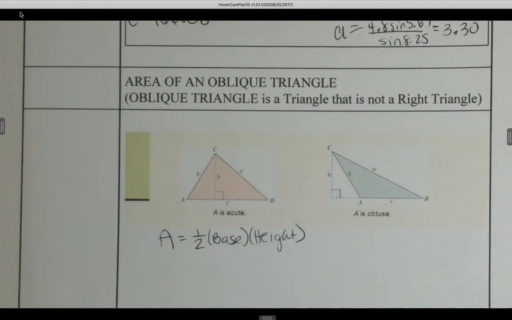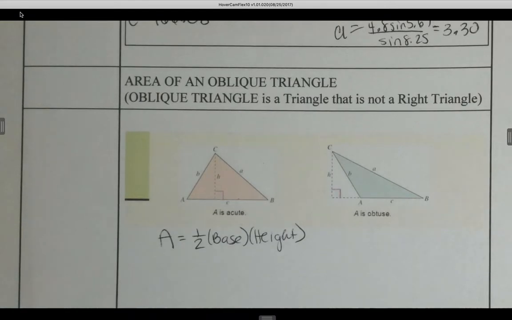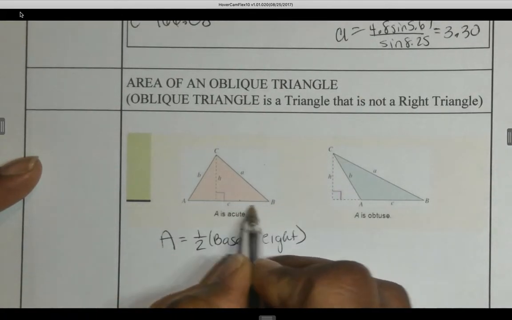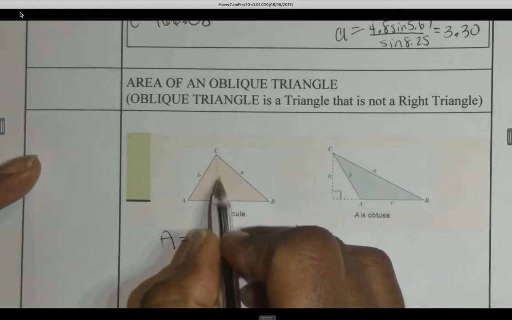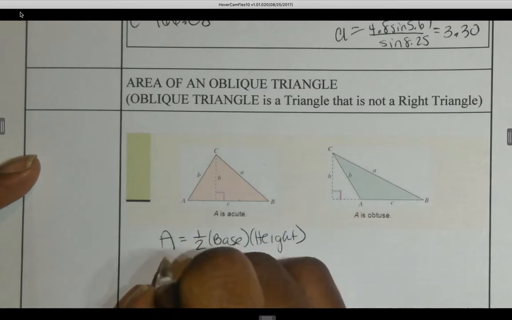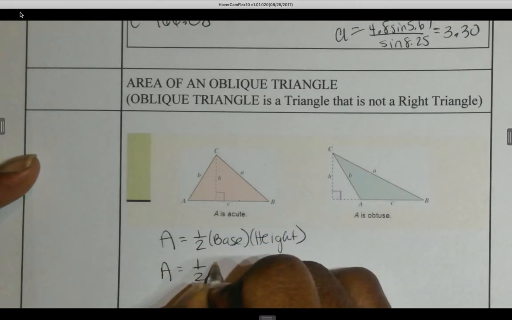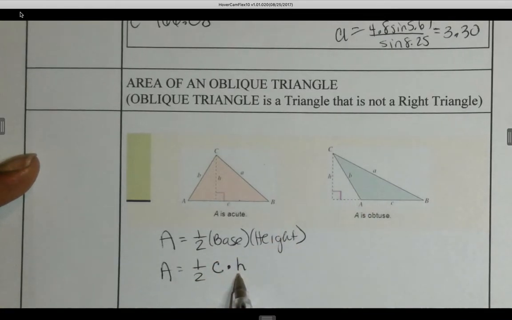The problem comes when we don't necessarily know what the height is. Generally, we have information about the sides, but maybe we don't know the height of the triangle. Then we can start using what we know about the sine ratio to help us out. So let's assume I gave you C. Maybe you have A and B, but you don't have the height. So we would say, okay, the area is 1/2 the base, which is C, times the height, but we don't know what H is.